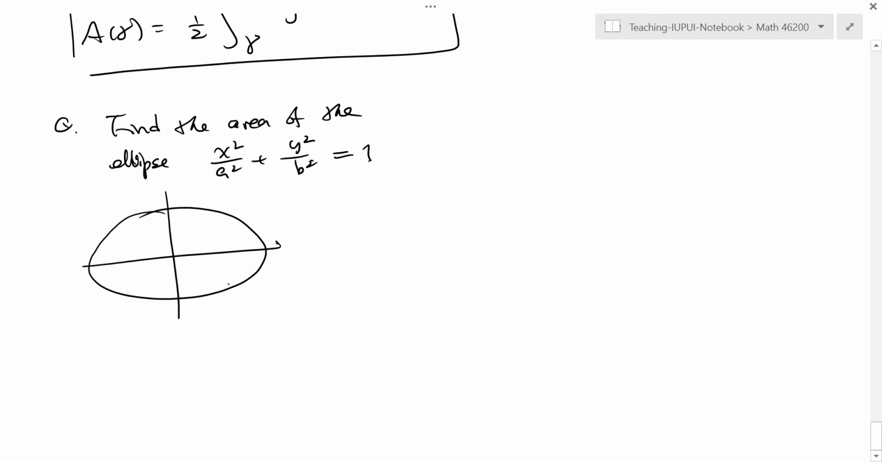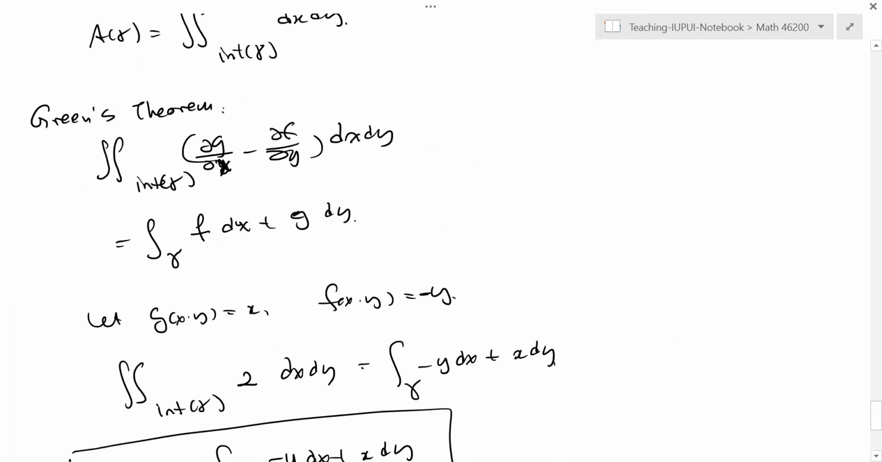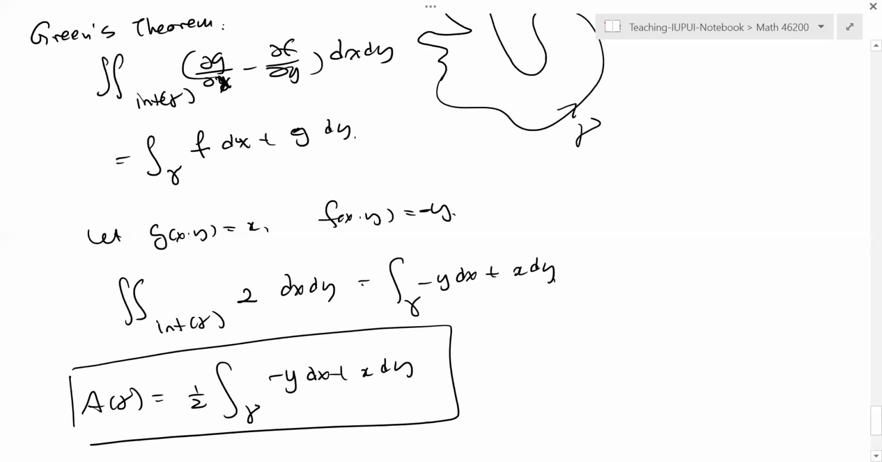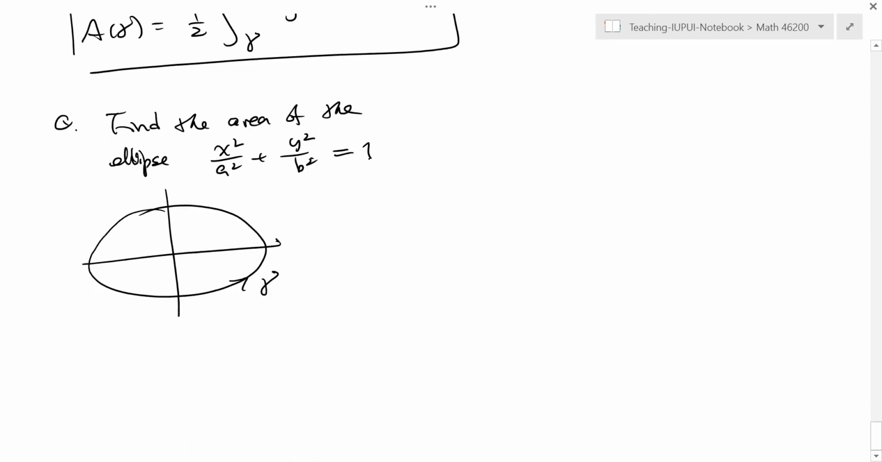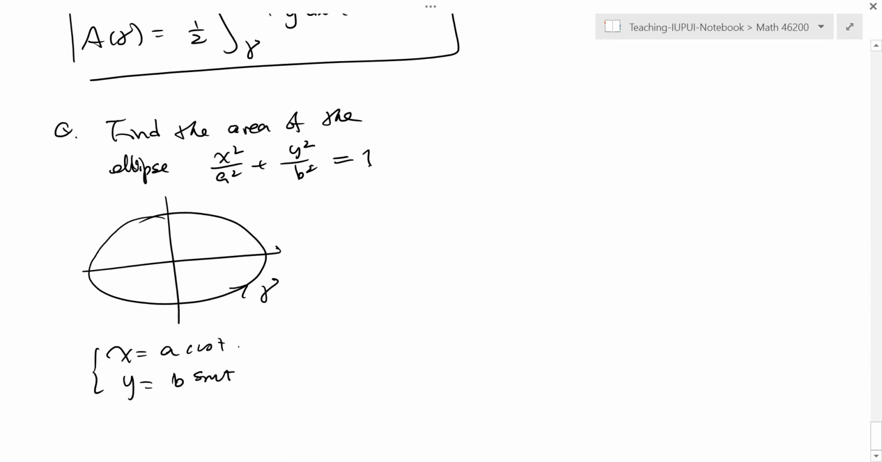So this is gamma, okay? And in Green's theorem, the orientation is important. Gamma should be oriented in that way, counterclockwise. So here, let's choose x to be a cosine t, y to be b sine t. This is the parametrization for the curve.